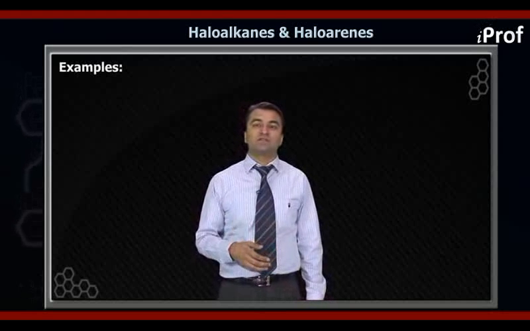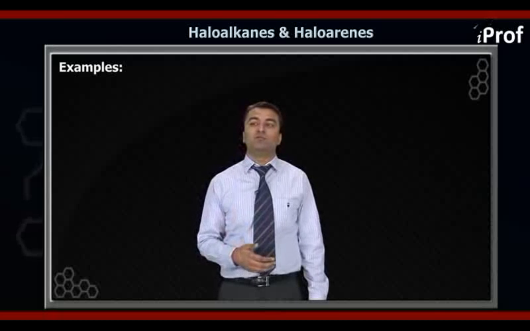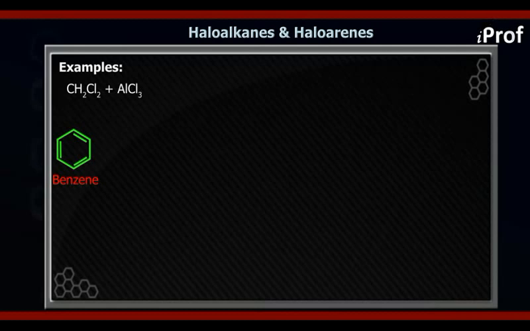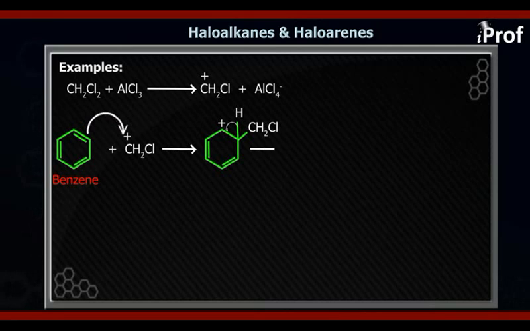The first illustration I would like to share with you is this: suppose I have benzene, and you take dichloromethane, that is CH2Cl2, and react it with AlCl3. First of all, CH2Cl2 will react with the AlCl3, and hence it will form CH2+Cl. Now this is the electrophile, so the benzene ring, the reactant we have taken in this reaction, will attack this CH2+Cl, and therefore it will form benzyl chloride.